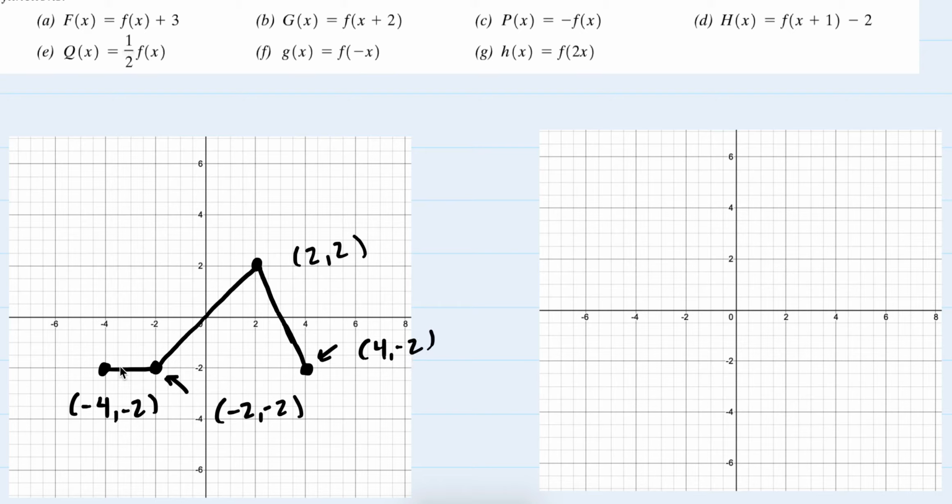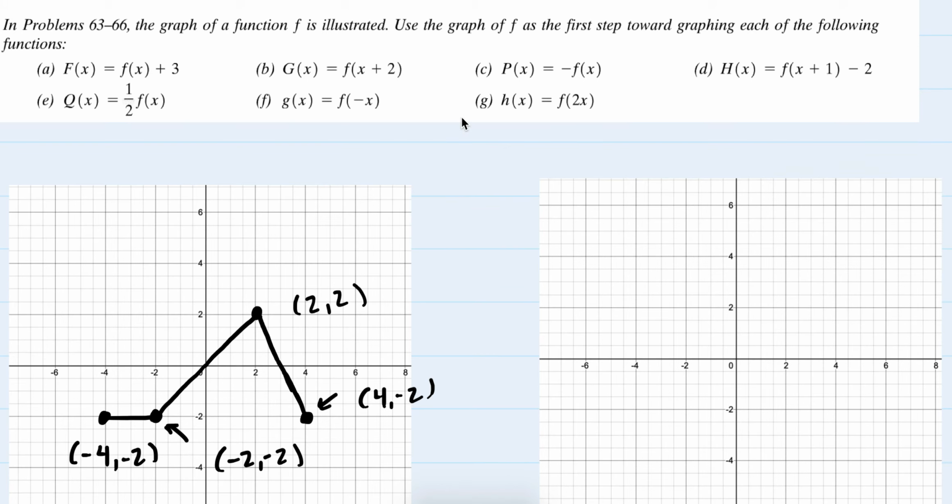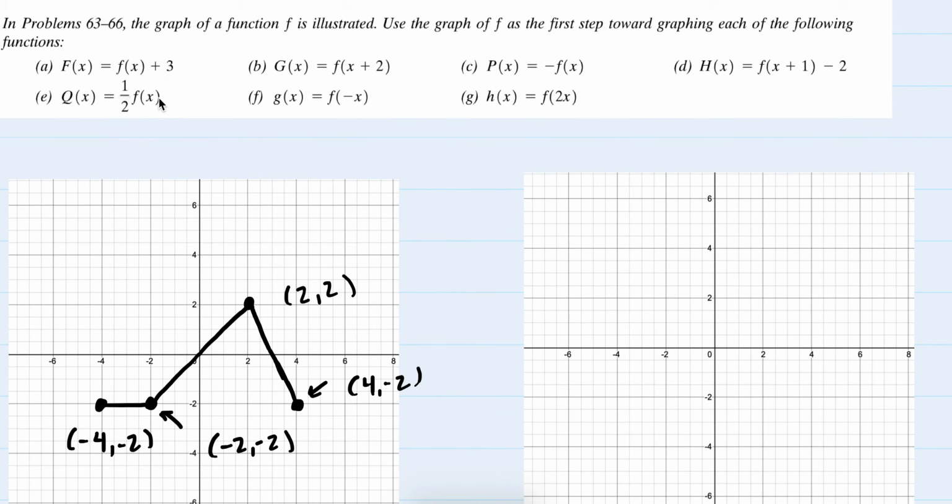So you can see that there's some other points on this graph as well, but definitely 100% sure that these are some points on the graph. And I want to see if we can do some transformations with this, what we can call a parent function. I've listed several here, but I only want to do maybe 2 or 3. And I'm going to draw them over here.